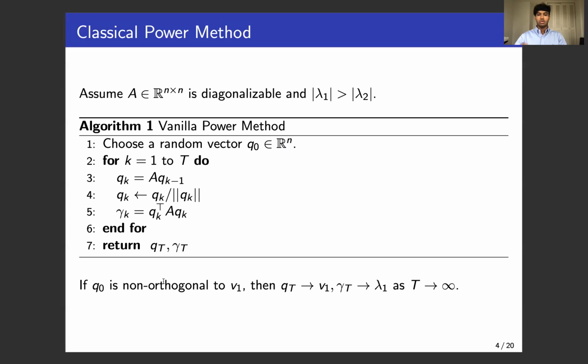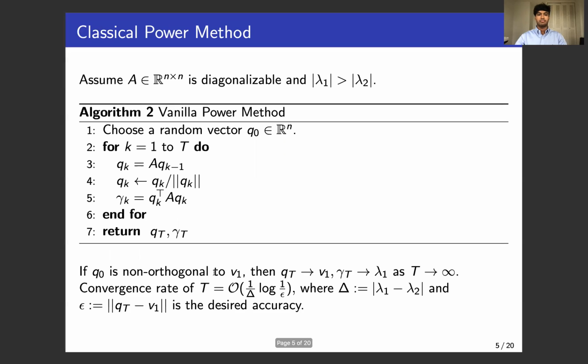Okay, so this converges as long as your initial vector is non-orthogonal to v1. And as t goes to infinity, the q sub k's and the gamma sub k's will go to your dominant eigenvector, eigenvalue pair. All right. And the probability of selecting an initial vector which is orthogonal to your dominant eigenvector is effectively 0. So it's a safe implementation.